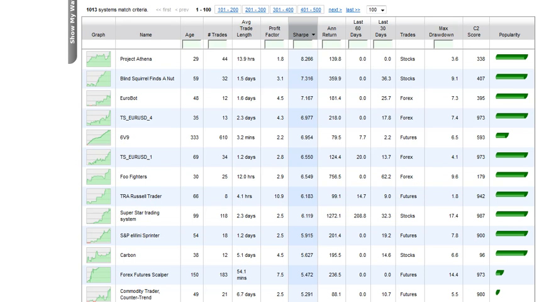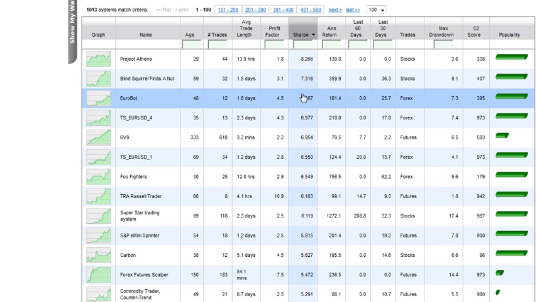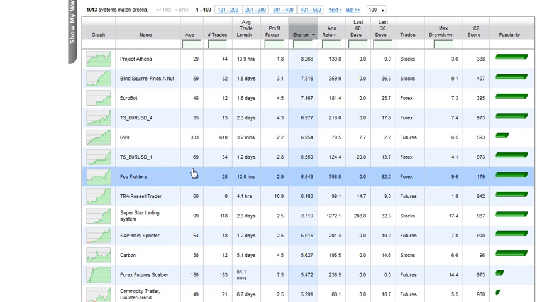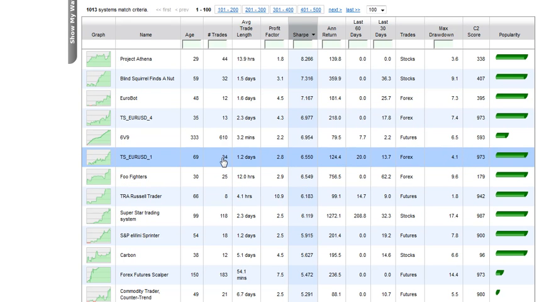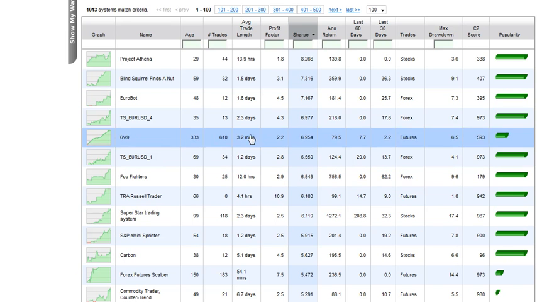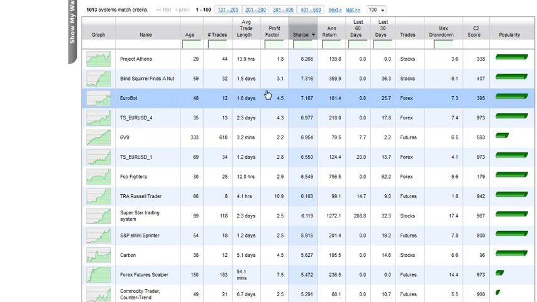So that's the Sharpe ratio. As well as looking at all of the other factors, like whether the system's been tested for a long enough period of time, whether it's done enough trades to really be considered a decent test, and the average trade length, whether that's appropriate and suitable for you. In other words, whether it's easy for you to trade on that time length. The profit factor we looked at in the previous video. So the Sharpe ratio is another thing to take into account.